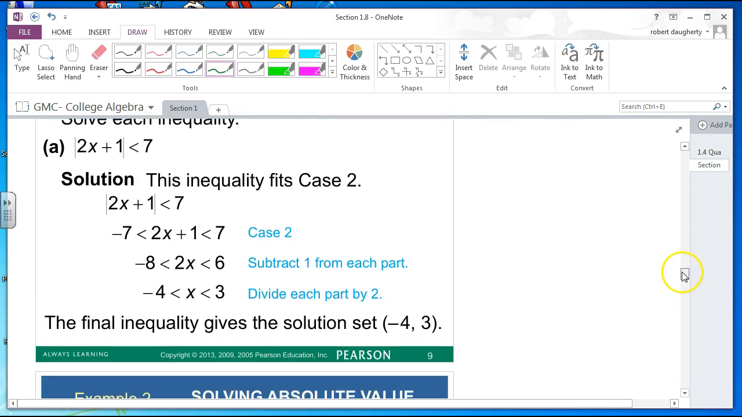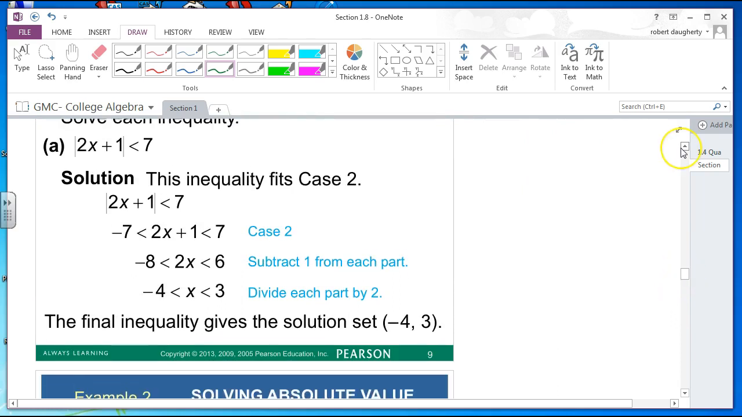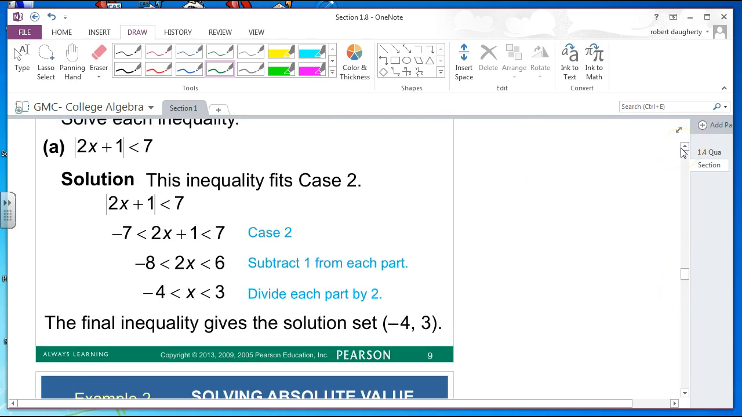Now, when it comes to an inequality, this one, the easiest thing to do here is to break this into two problems, okay? When you've got the absolute value and you've got a positive number here, we can break this into two problems, okay? So here's how we're going to do this.